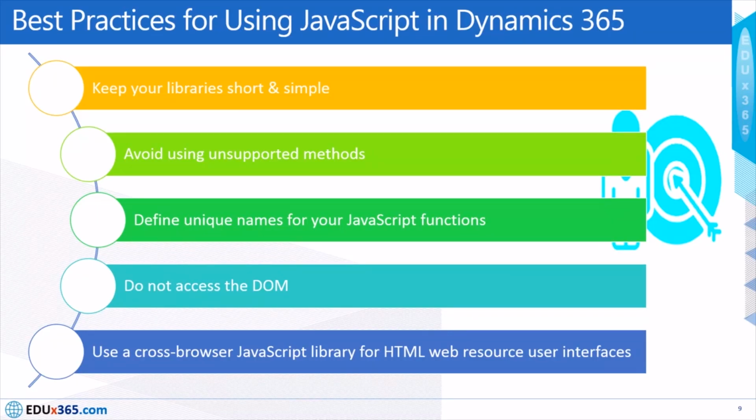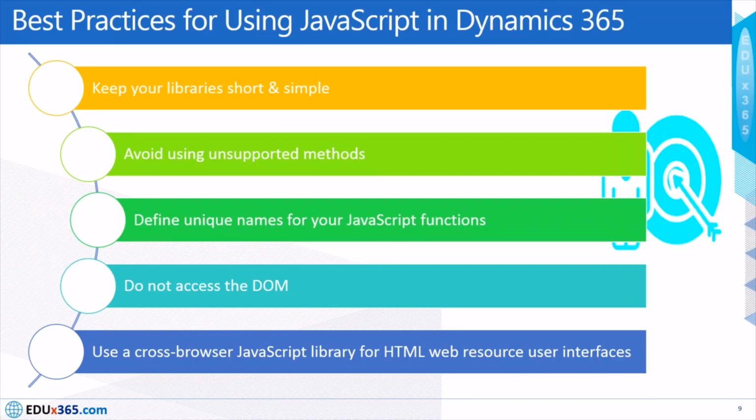Okay, the next one is define unique names for your JavaScript functions. When you are the only developer for an HTML page, you can easily manage the names of the JavaScript functions you use. But in Dynamics 365 customer engagement, say on premises, other solutions may add JavaScript functions to the page where your function is used, and then there could be some problem there. So try to use unique names for the JavaScript functions.